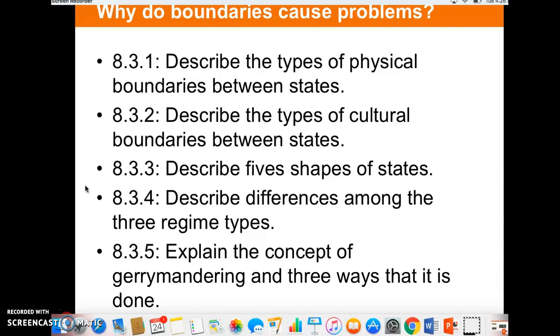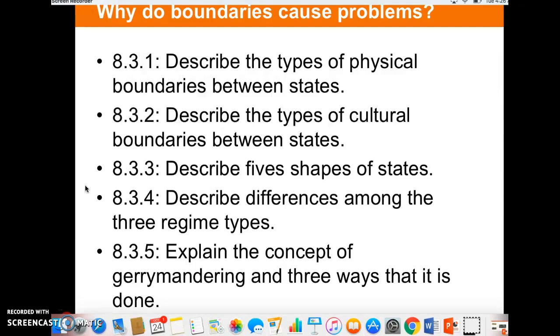So Chapter 8, Key Issue 3 is about how boundaries cause problems. And this chapter covers, or this key issue covers, a lot of material. So just keep in mind that we're looking at spatial associations, and that all of this key issue has to go back to where the boundaries between the countries are, what type of boundary they are, and how those boundaries, what do those boundaries mean?